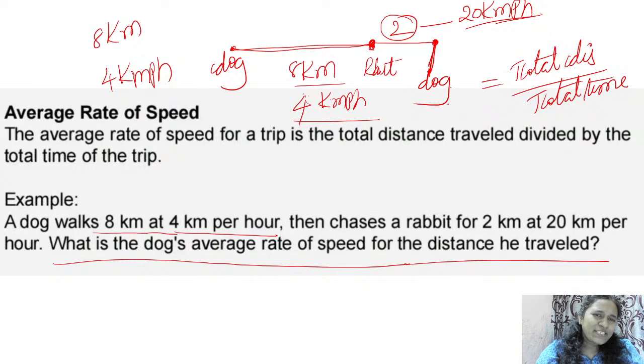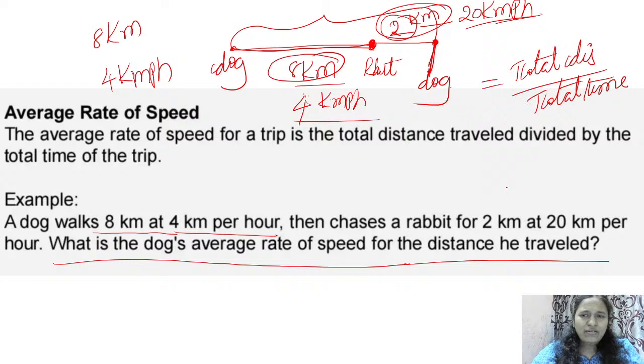What is the total distance this dog traveled? Initially it traveled 8 kilometers. Then after it chased the rabbit, it traveled 2 kilometers. What is the total distance traveled by this dog? That is 10 kilometers, right? And what is the rate? What is the time? How much time did it travel? That we have to find now.